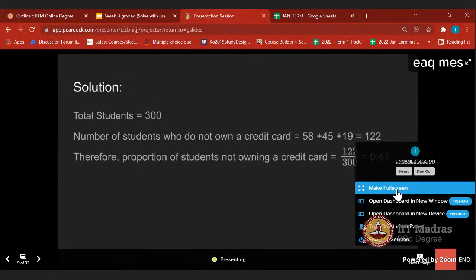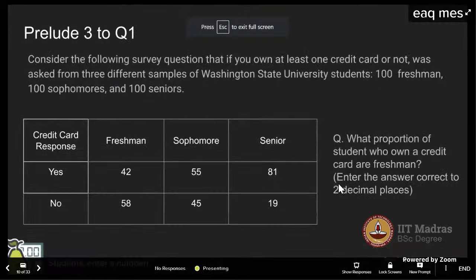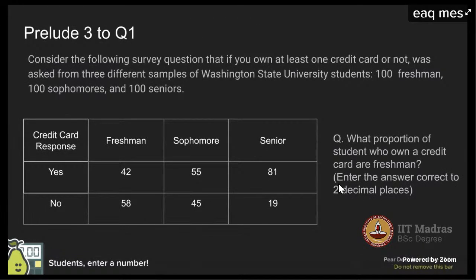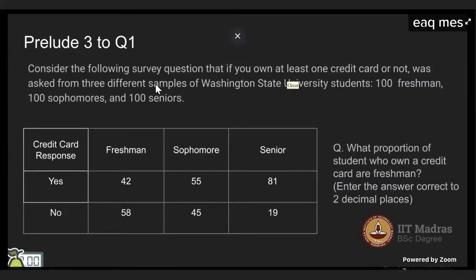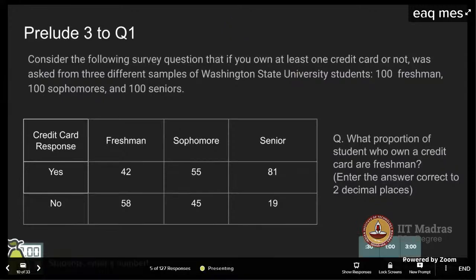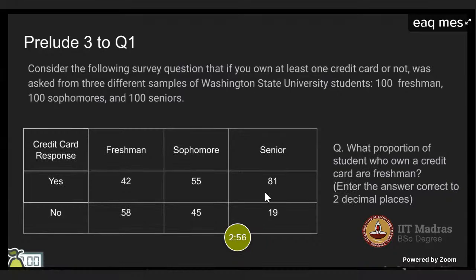Moving on to the next question. It's again the same data. You have to answer what proportion of students who own a credit card are freshmen. Read the question carefully. Here, the main focus is only on the freshmen, not on the total audience.